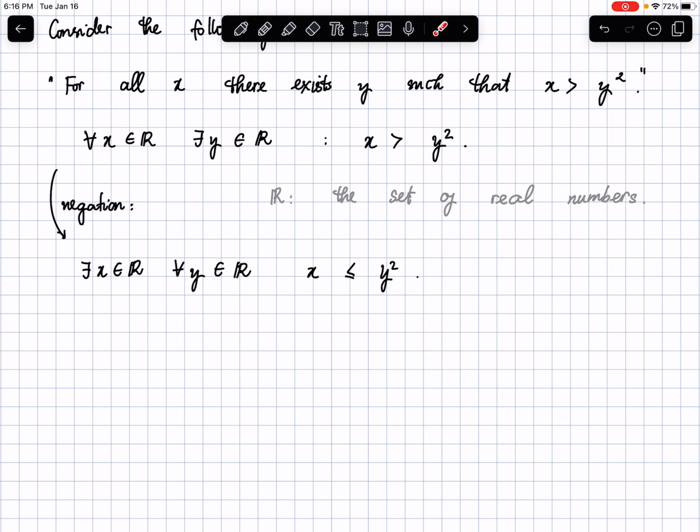Now we see, is this statement true or false? And by this I mean this negation. Is it true or false? There exists a real number x such that for all real numbers y, x is less than or equal to y squared, and it is true.